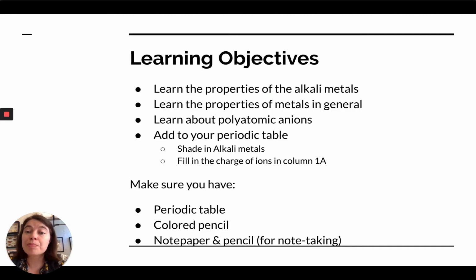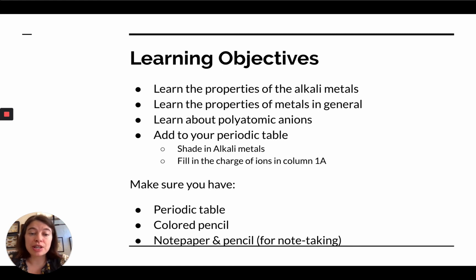We want to learn the properties of the alkali metals. We want to figure out the properties of metals in general because there's a lot of metals on the periodic table. We want to know about polyatomic anions, particularly the hydroxide anion, and we're going to add some things to our periodic table. We're going to be shading in our alkali metals, and we'll be filling in the charge of the ions in column 1A.